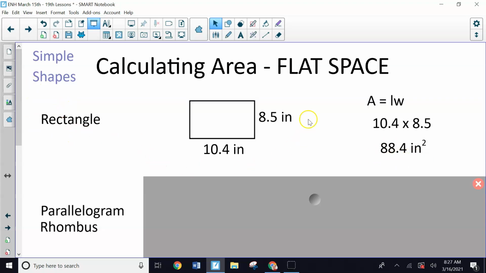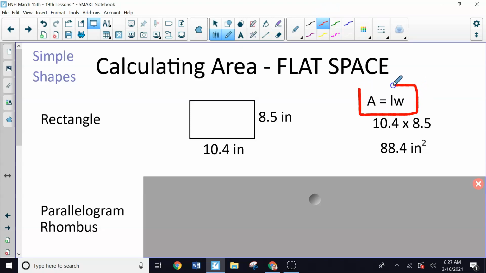So go ahead and copy this down. You're going to draw out a shape so you see, okay, that's a rectangle, and this is an example right here. And this is the formula. So make sure you're putting a box around that formula. You say, okay, I've got to know length times width. There's our rectangle formula right there.